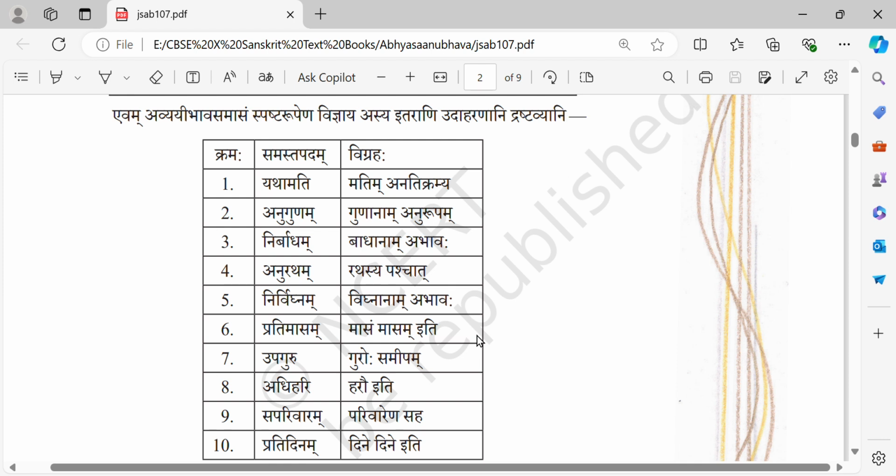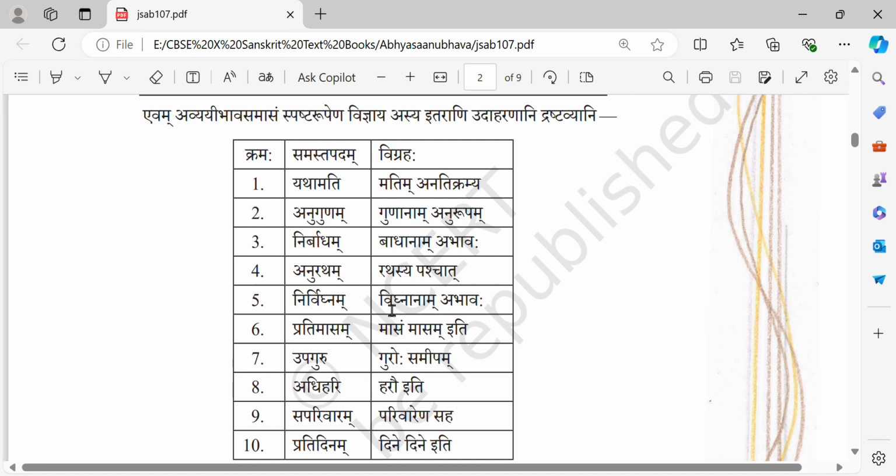Kshanam kshanam pratikshanam. So the format is same. Pratimasam. One take one format with prati. Repeat the word twice. Take one format of nir. Add abhavaha. All words are written in the same format. Whenever it is used in the sense of behind, then use the word paschat.